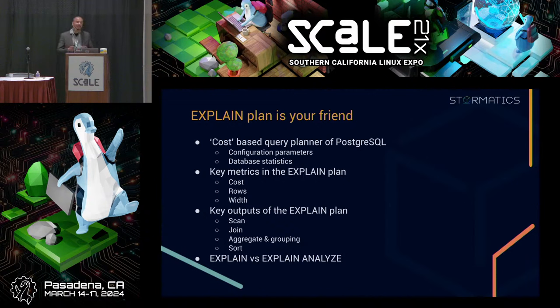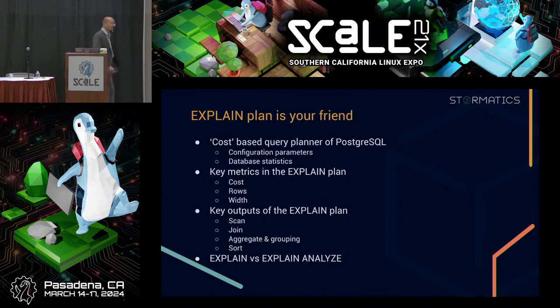But broadly speaking, two things are involved in deciding the cost of execution of the query. One is configuration parameters that help the query planner determine how much cost is involved in, for example, fetching an index, seeking data from memory versus seeking it from disk, how expensive a sequential scan is going to be versus an index scan, et cetera. And the query planner also gathers statistics from the database in order to understand, for example, an estimate of how many rows a table has and how wide a column is. Based on these statistics and configuration parameters, it then calculates the cost of executing a query.